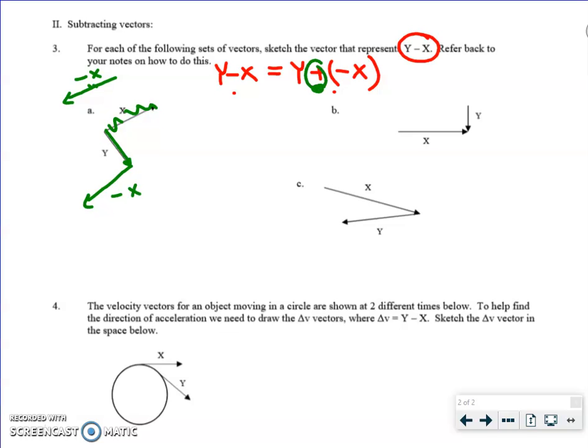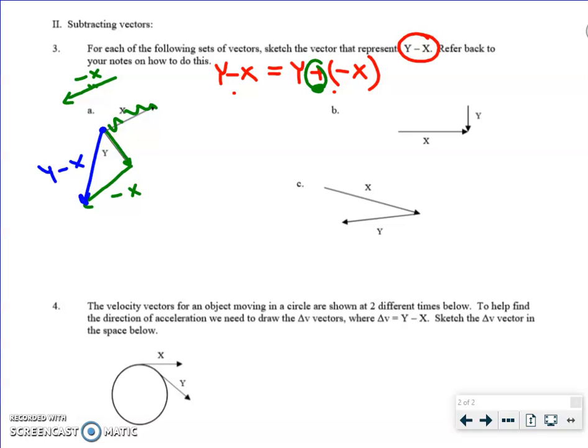And so I want the sum of them, right? The plus. So the sum, that's the resultant. So there's the beginning of y. Here is the end of negative x. So there is y minus x. That's all you have to do. Again, transform the negative value to a plus and then flip it around on the sketch and put it tip to tail to the one you're subtracting it from or adding it from.